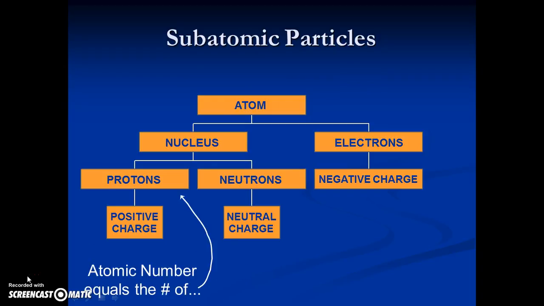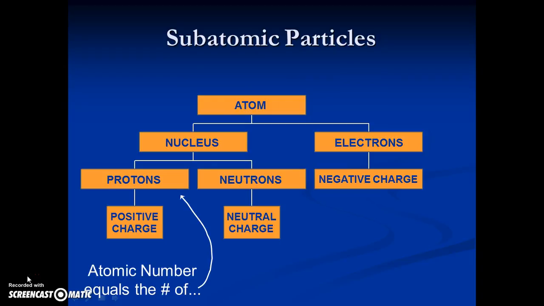The number of protons in the nucleus of an atom is what we call its atomic number. And you can find the atomic number on the element symbol on any periodic table that you look at. For example, the atomic number for hydrogen is 1. Hydrogen atoms all have 1 proton. The atomic number for helium is 2, because helium atoms all have 2 protons. Carbon is 6, oxygen is 8, neon is 10.